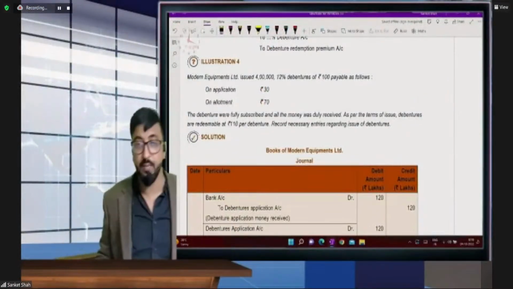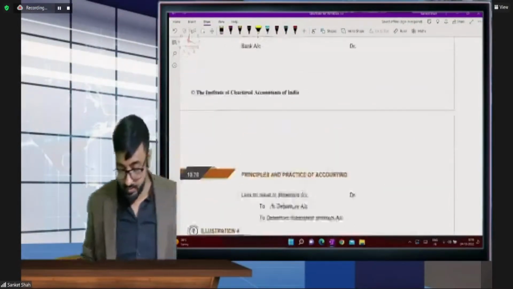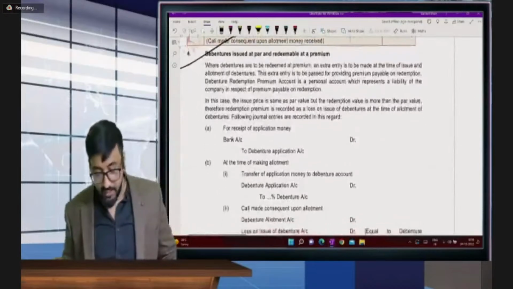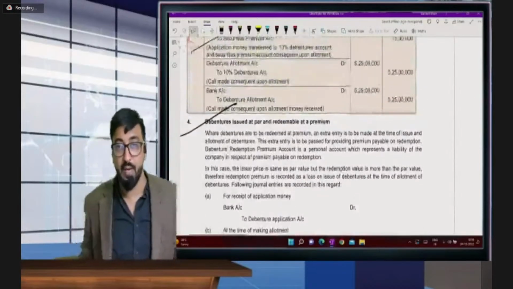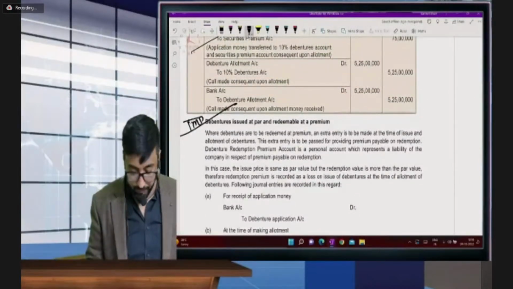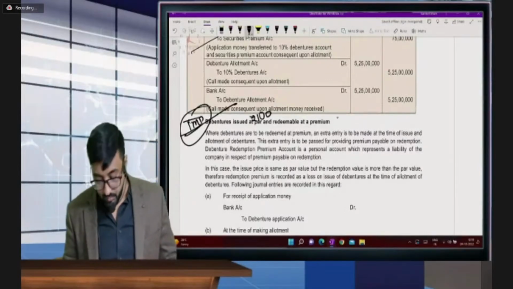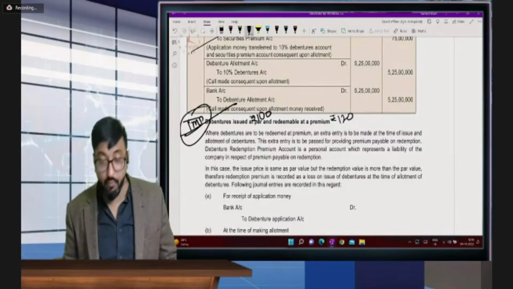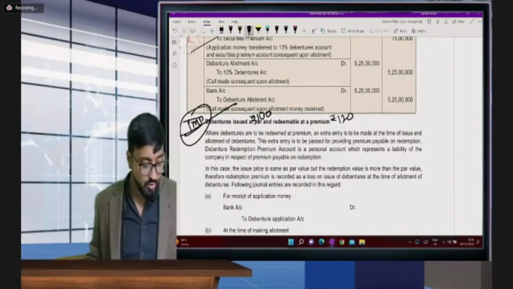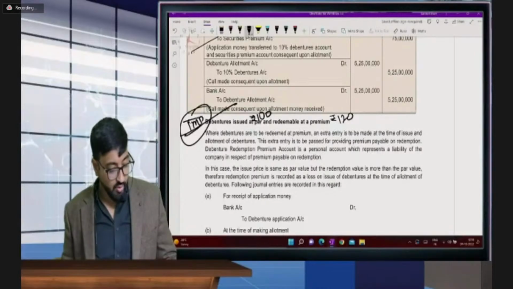Modern Equipments Limited, illustration number 4. Now, first understand the scenario. Debentures issued at par and redeemable at premium. Important situation. Issued at par, 100 rupees. But in future, you are going to pay 120 rupees. Now, tell me, are you in loss or profit?